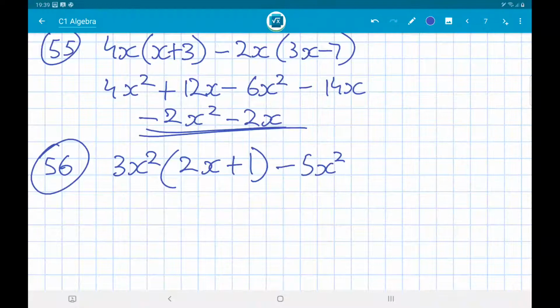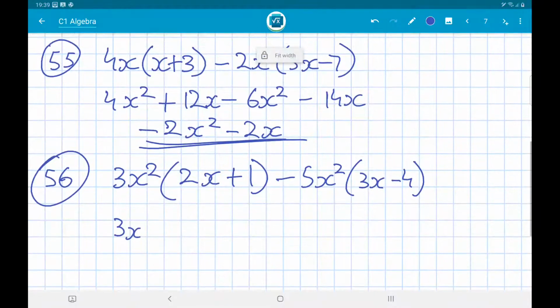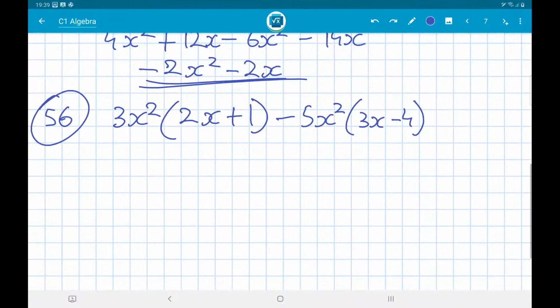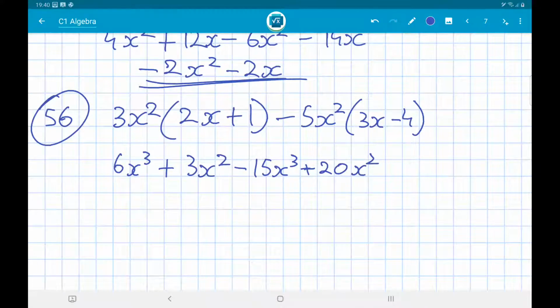5x squared, 3x minus 4. 3x, nope, that's not right. Okay, so we have 2 times 3, 6x cubed plus 3x squared minus 15x cubed plus 20x squared. 6 minus 15, we have a negative number there. So you got 20 plus 3, 23x squared, and you have minus 9x cubed. And that's final.